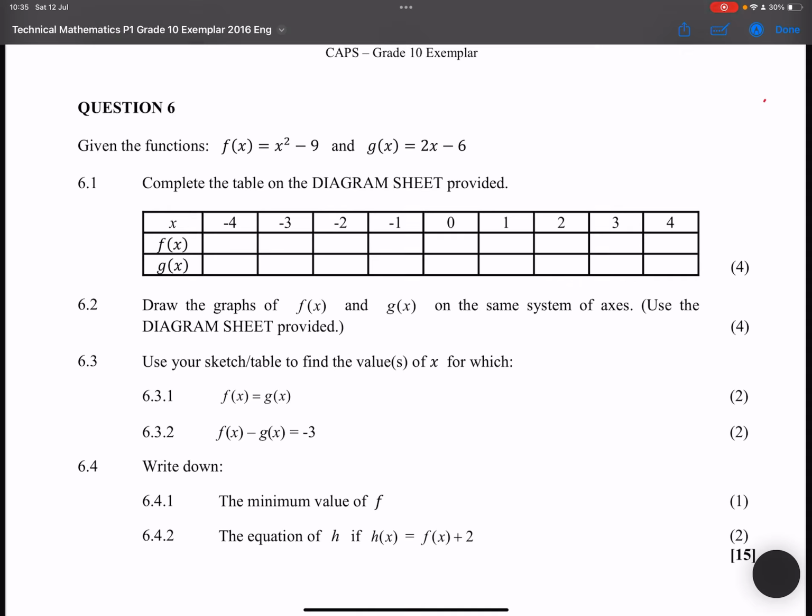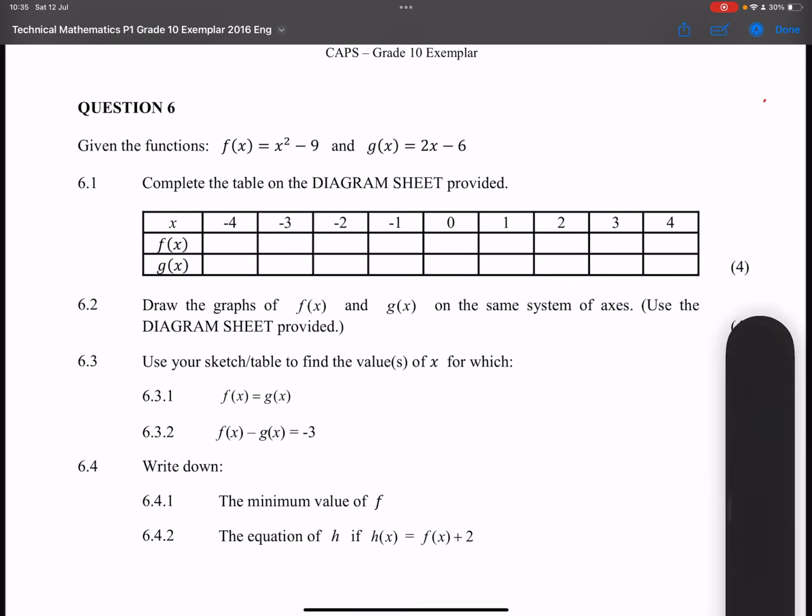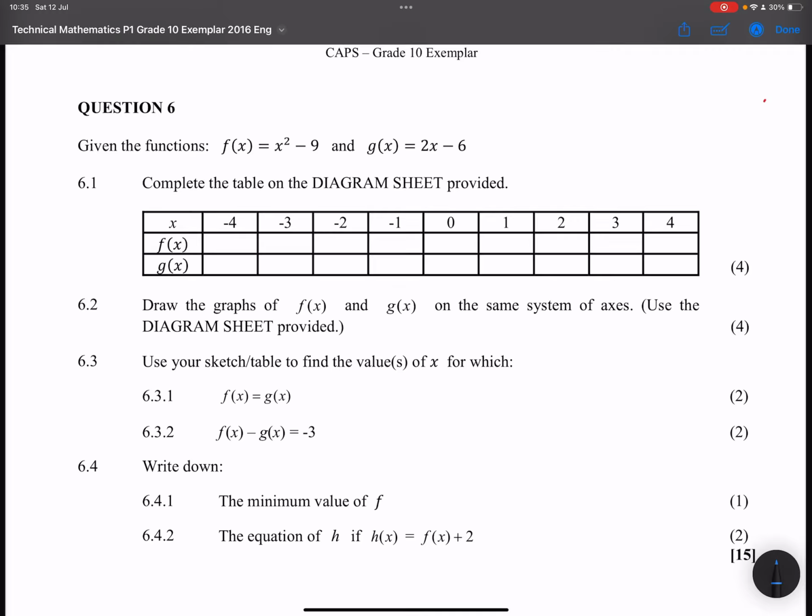They say, given the function f of x, which is x squared minus 9, and g of x, which is 2x minus 6, complete the table on the diagram sheet that is provided. Okay, so let's do that for ourselves. They've given us the numbers for x, and we've got the equation for f of x. Let's start with f of x.